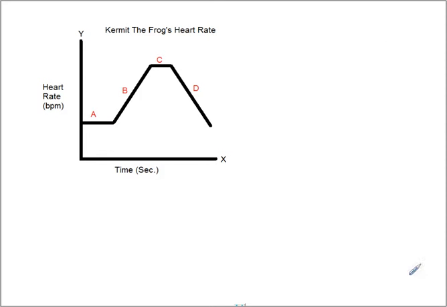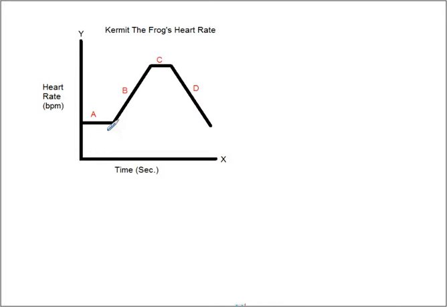Now, this one here is Kermit the Frog's heart rate. If you look, there could be a story here. It goes up, obviously, after a few seconds, and then plateaus, and then it goes back down. What I would say is happening is Kermit is just sitting around doing work or doing something very basic, maybe watching TV or something like that.